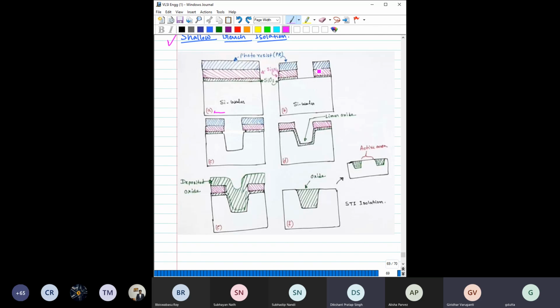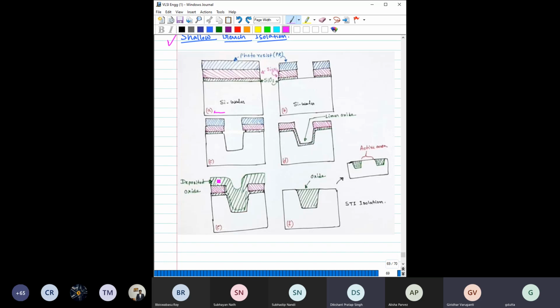Trench means just open a window here like this, so that you can access the silicon wafer. Right, now you use dry etching to etch this silicon. So once you etch the silicon, it will create a profile something like that. Then remove the photoresist, and do a thermal oxidation. So that will create a thin oxide layer here, right?